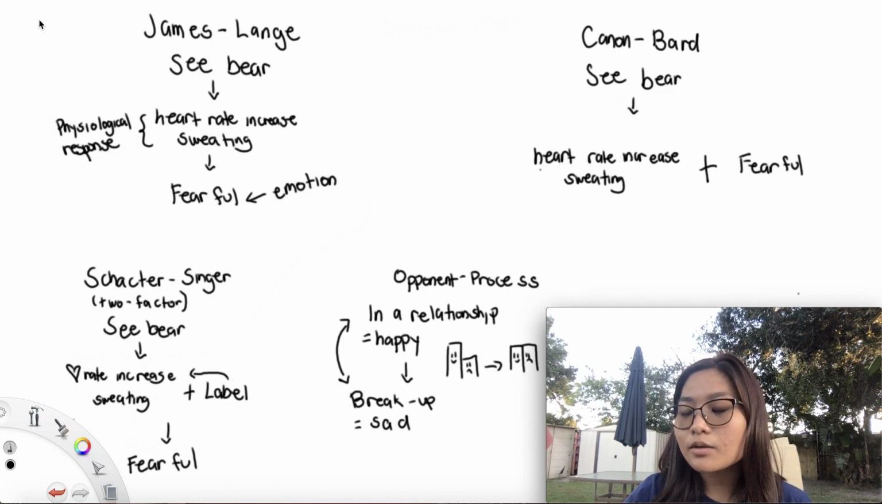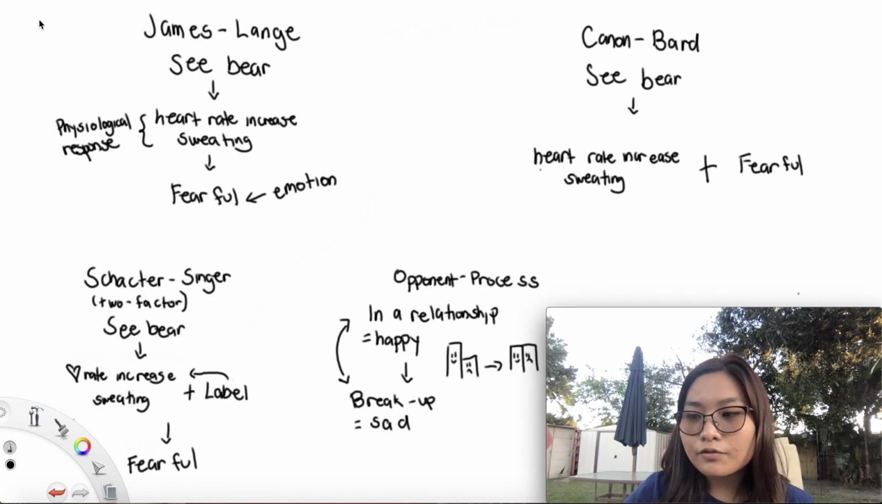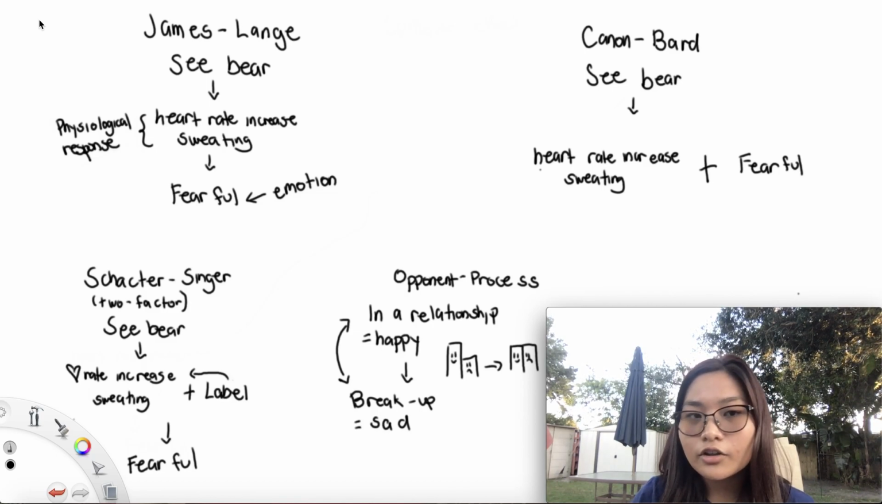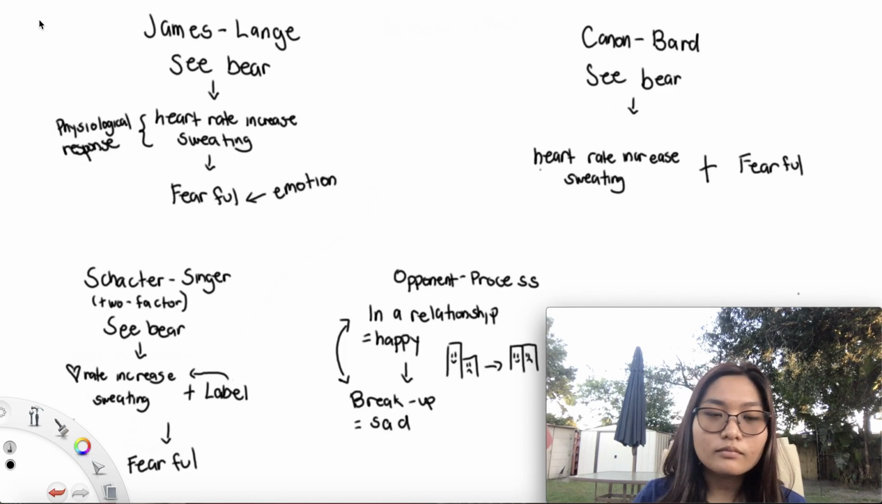So, emotion has three parts to it: the physical arousal, outward behavioral expression, and a cognitive interpretation. The theories that I'm going to be talking about today are the James-Lange theory, Cannon-Bard theory, the Schachter-Singer or two-factor theory, and the opponent process theory.